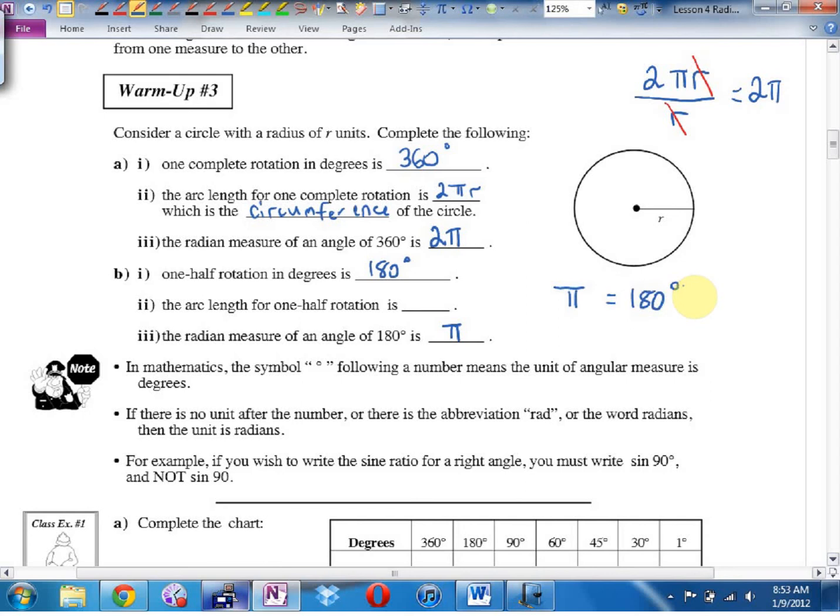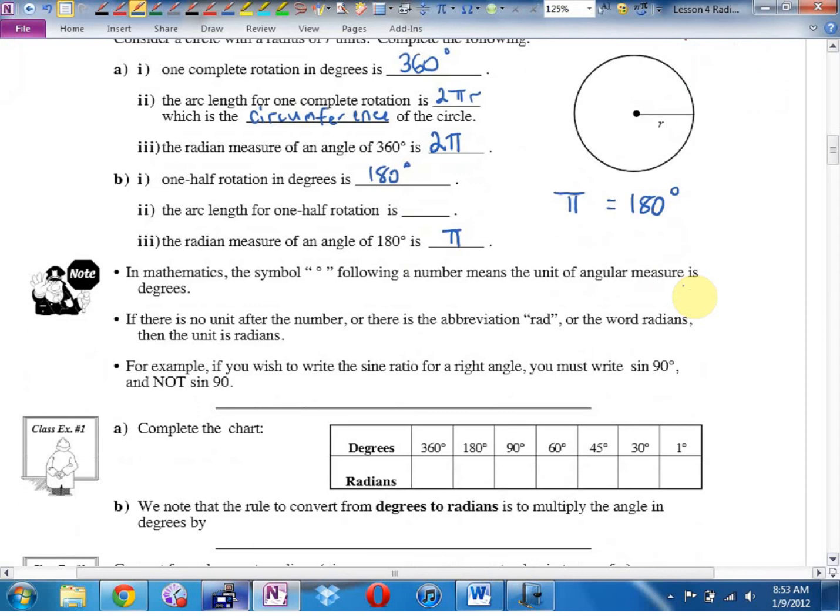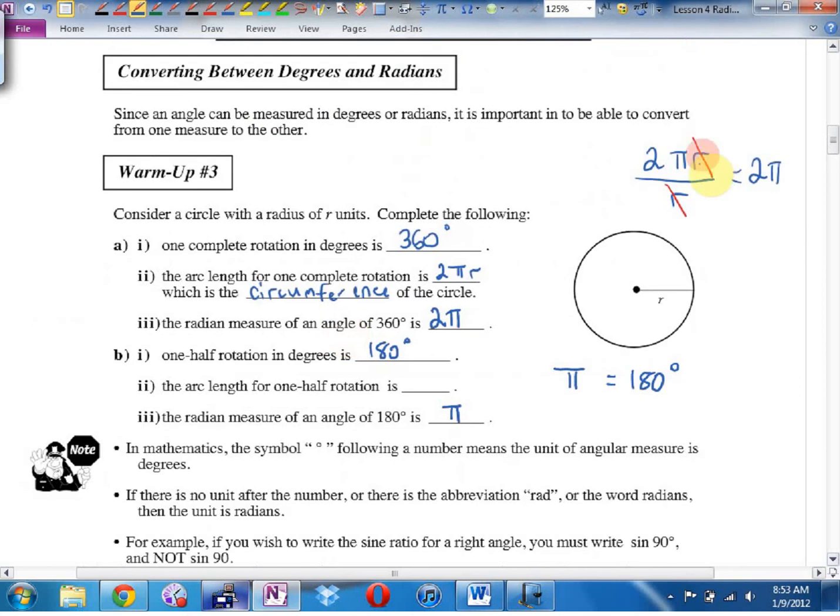Now we have to be a bit fussy. In mathematics, that's the degrees symbol. If there is no unit after the number, because technically, if you look at the units up here, it's meters divided by meters or centimeters divided by centimeters. Radians actually, Vlad, technically have no unit. So if you see no unit, it's radians. But because people don't like no unit, sometimes they'll write rad next to it. That means radian is short for radians.